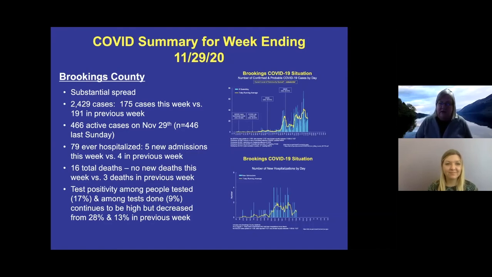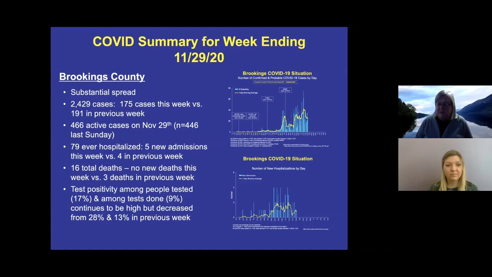Brookings County has had substantial spread. We are not below that 34 cases per week that we need to get to moderate spread. There were 175 new cases this week compared to 191 last week. 466 active cases on November 29th compared to 446 the Sunday before. There have been 79 people that have been hospitalized at some point. 5 new admissions this week compared to 4 in the previous week.